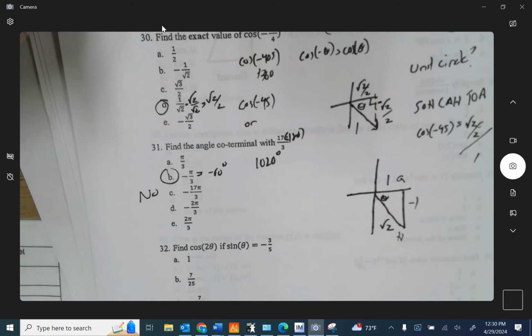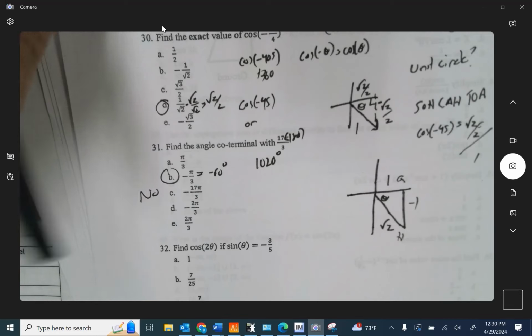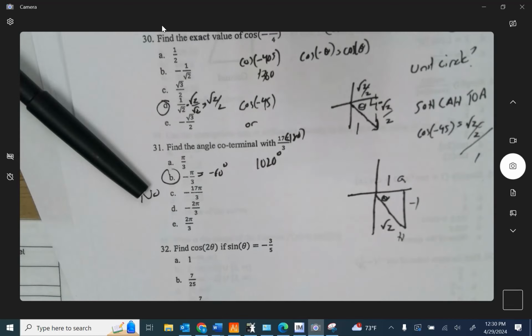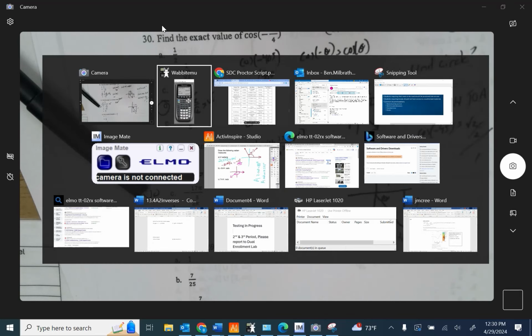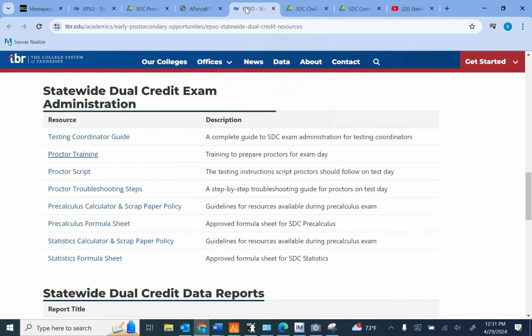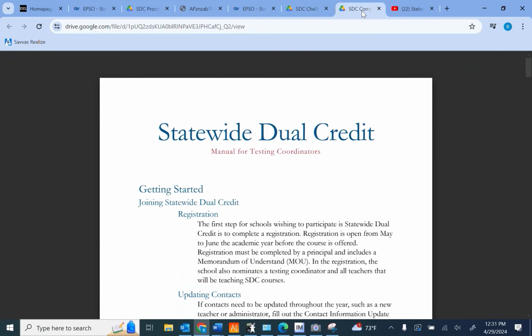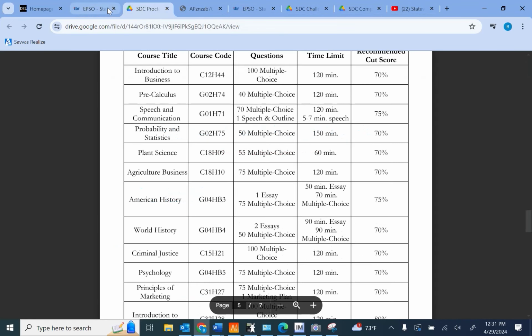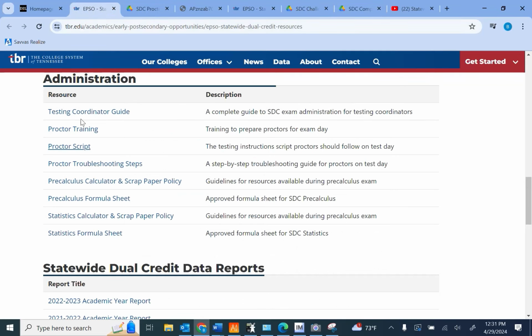Find the cosine of twice theta if the sine of theta is negative 3/5. Now you get to use your formula sheet. I don't have one on me. I think I've got it up somewhere. I was just looking at it earlier. Apparently not. Okay, give me a moment. Pre-calculus formula sheet. There she is.